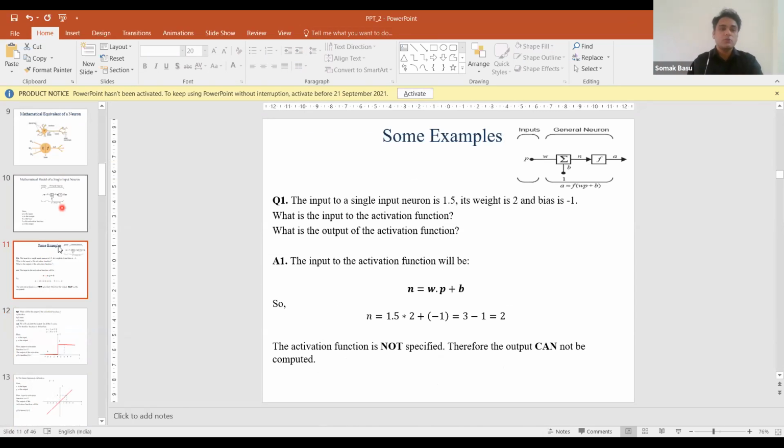Okay. So yeah, this was the first solved example in which what did we calculate? We calculated the input to the activation function, but we could not calculate the output of the activation function because the activation function was not specified. So what is the formula for calculating the input? N is equal to W into P plus B. So you just need to multiply the input and the weight, then add B. So W into P plus B is equal to N. Okay. So this is the simple formula.